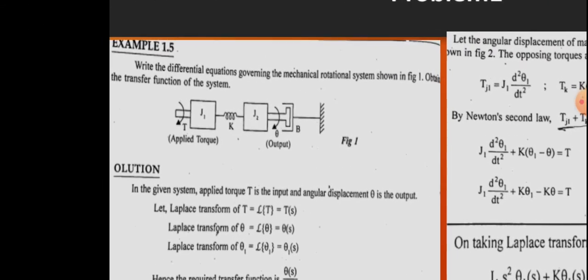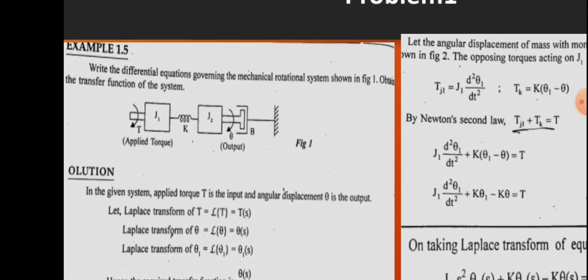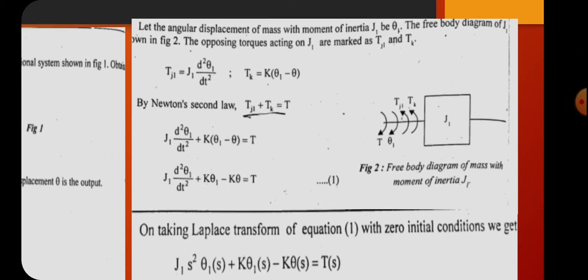Coming back to the question, what are the other forces acting on J1? Due to the applied torque there will be an opposite torque, which can be represented as Tj1. It is represented opposite to the applied torque T. It is marked in the figure as Tj1 in the anti-clockwise direction, which is opposite to capital T.